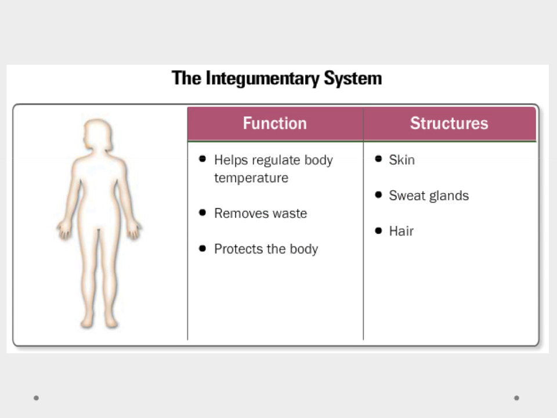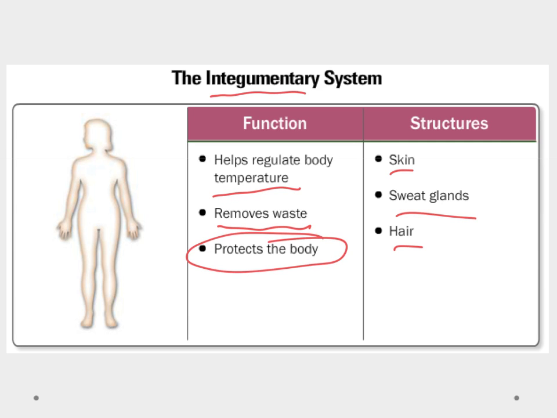As a quick review of all of the different systems that we'll be covering in this unit, let's go through them real quickly. First up is the integumentary system. Quite simply, that's going to be the skin, our sweat glands, and our hair. It helps regulate body temperature, it helps us remove some waste, but mainly it protects the body from foreign invasion.